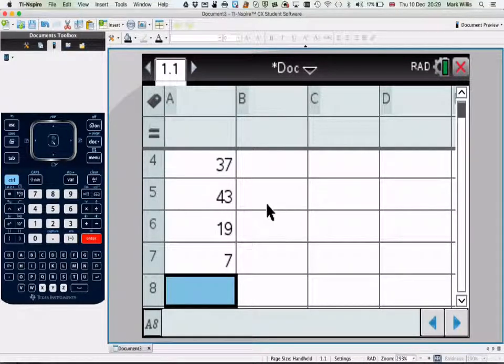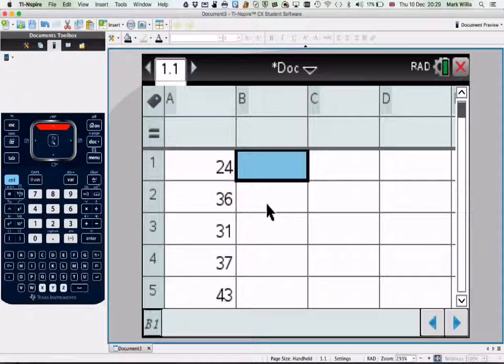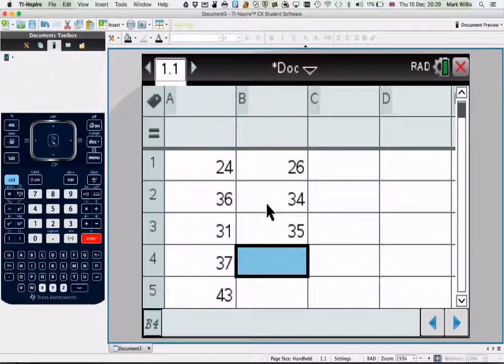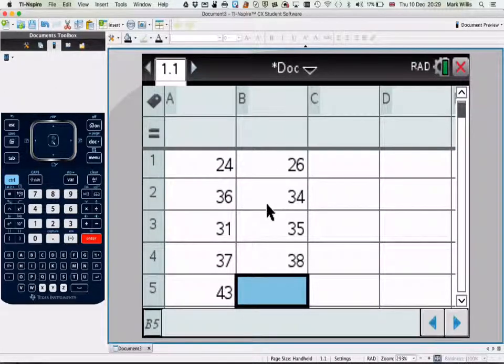So scroll back to the second column and go back to the top. We're going to put in 26, enter, 34, enter, 35, enter, 38, enter, 46, enter, 23, enter, and 5, enter.